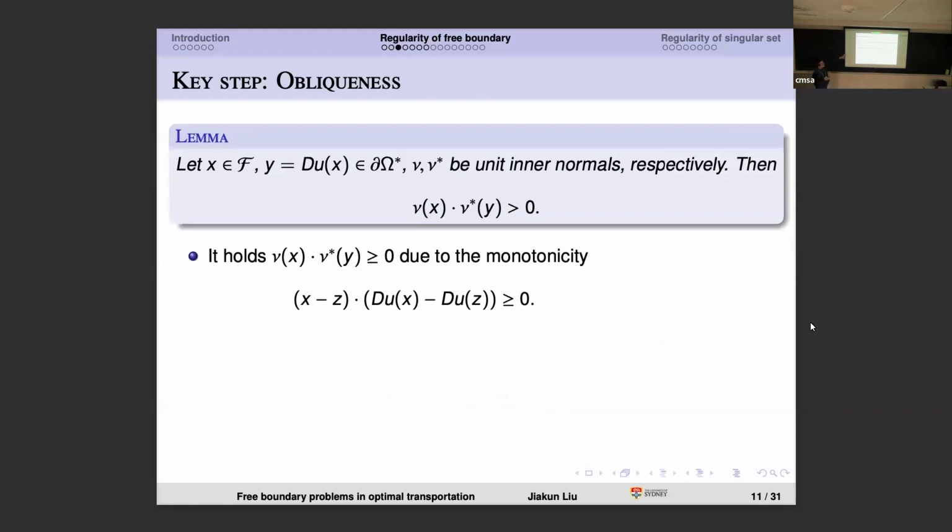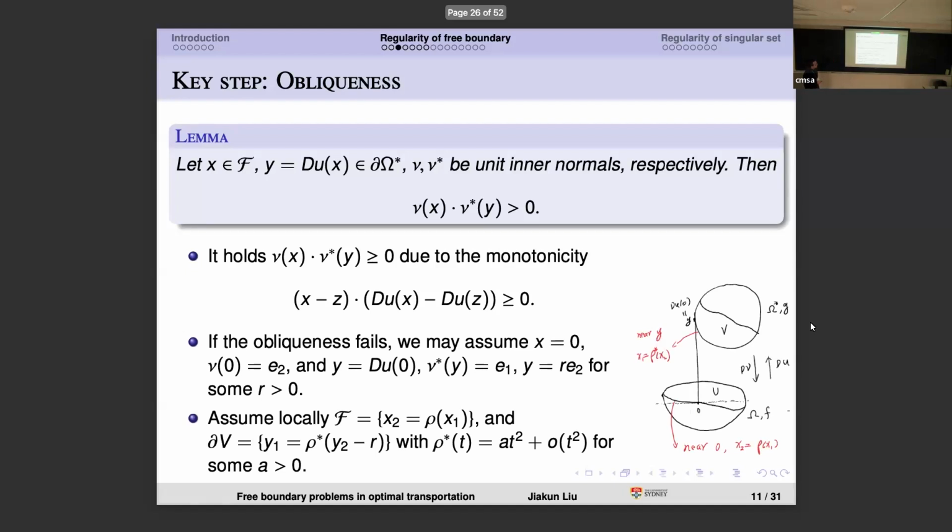Okay, so I just change the language a little bit. In order to prove the angle is strictly less than pi over 2, it's equivalent to say if nu is a normal vector and nu star is a normal vector, then the inner product is strictly bigger than 0. Due to the monotonicity, we know it's always bigger or equal than 0. But now we're trying to improve it to be strictly bigger than 0. By contradiction, if such obliqueness fails, we can assume obliqueness fails at the origin. So the origin is one point on the free boundary.